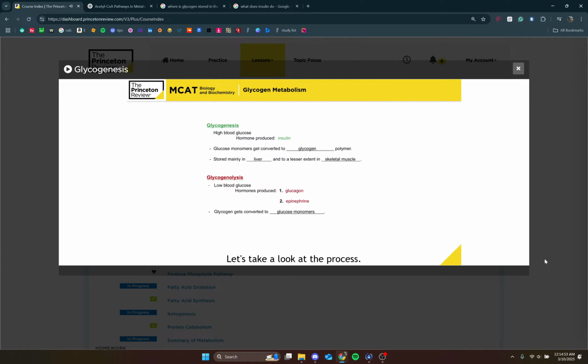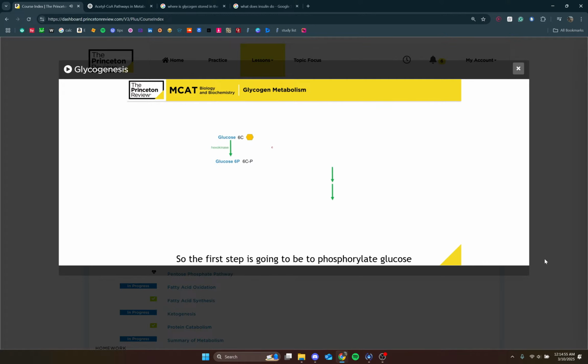All right, let's take a look at the process. So the first step is going to be to phosphorylate glucose to glucose 6-phosphate. We already recognize this from the glycolysis pathway. The enzyme that runs this step is hexokinase, and we want this to happen if we have high blood sugar levels. So hexokinase is marked in green to remind you. Insulin, also in green on our last slide.